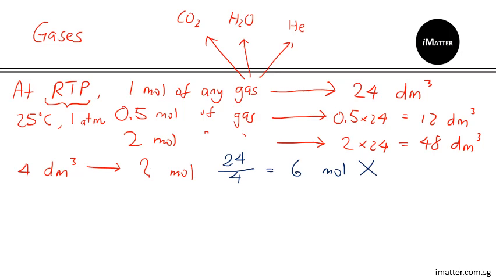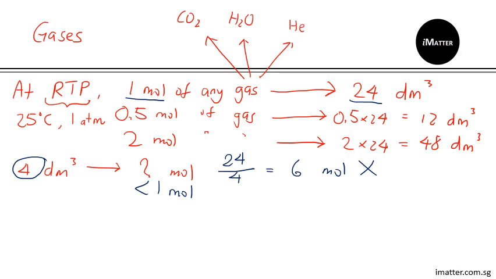A very easy way to look at it is, if 1 mole of gas is already 24 dm cubed, and over here we are talking only about 4 dm cubed, so you would expect your answer to be less than 1 mole.